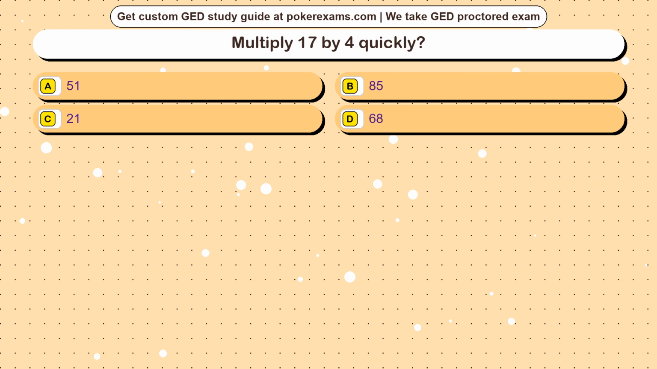Question 10. Multiply 17 by 4 quickly. Option A, 51. Option B, 85. Option C, 21. Option D, 68.